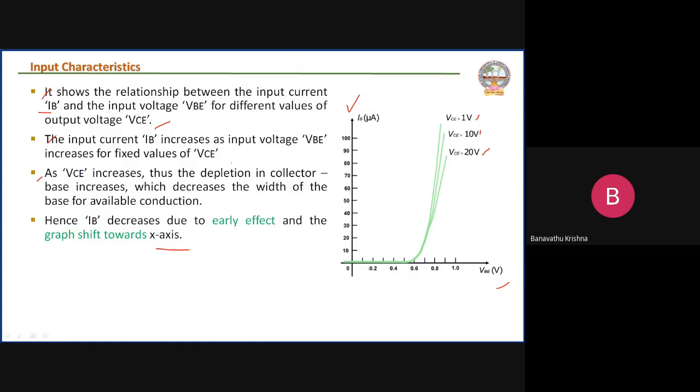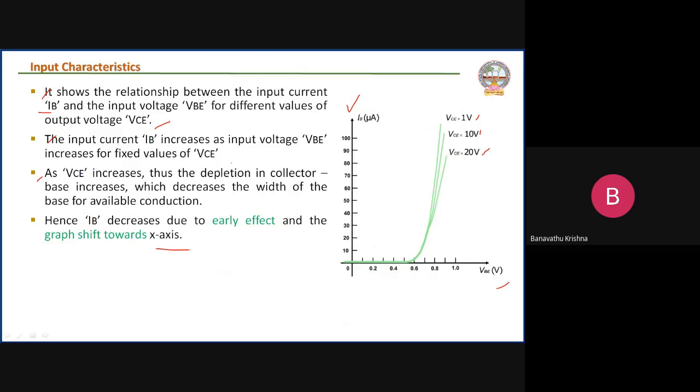As VCE increases, the collector base junction depletion increases, which decreases the width of the base region. So the base current will decrease, and the graph shifts along the x-axis due to the early effect. Hence, IB decreases due to that early effect.